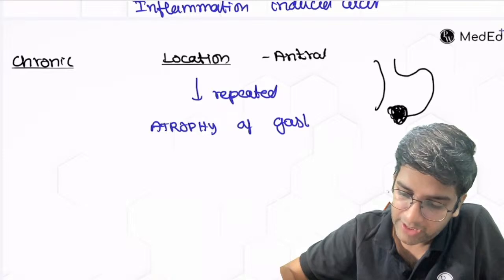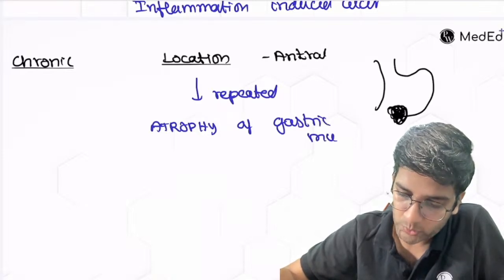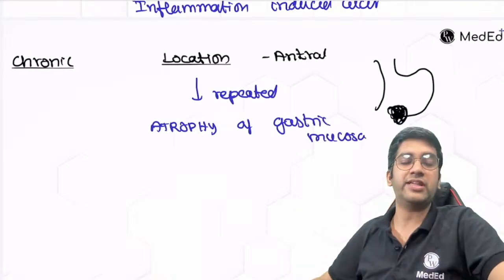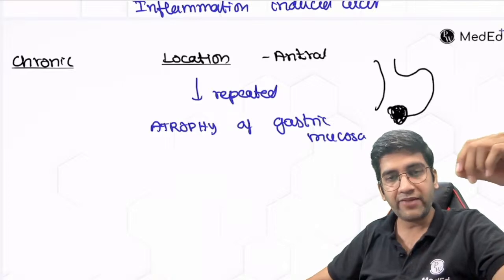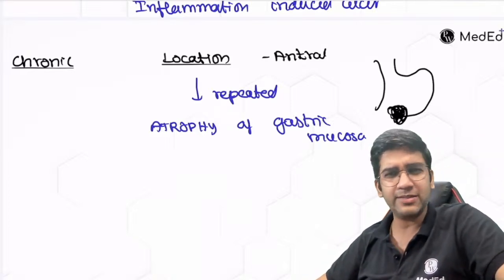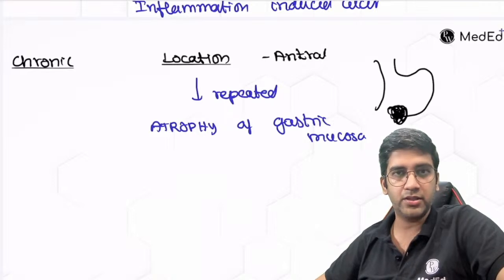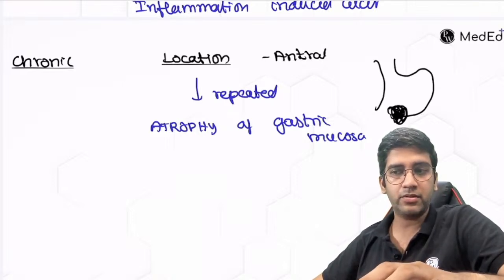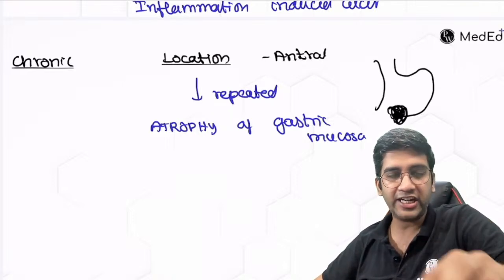So it will cause an atrophy of gastric mucosa. That's one thing here. It's an atrophic gastritis. So now, if I'm having an atrophic gastritis, I'm just going to ask you one question. It's a very simple question. I want you to answer. The antrum, entire mucosa is going to get atrophied.